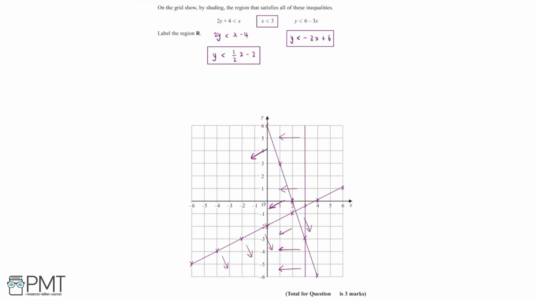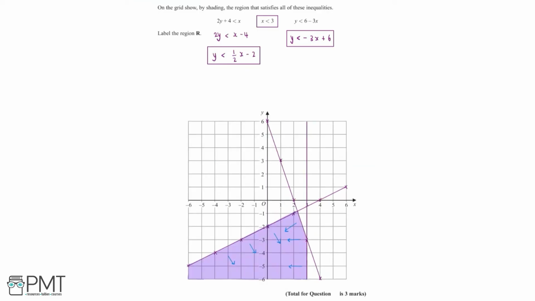You can see that we have the arrows from the line y is less than half x minus 2. We then have the arrows from the line x is less than 3. And then we have the arrows from the line y is less than minus 3x plus 6. And so we can see that this region over here is our shaded region. And so you can now see that we've firstly made our diagram a lot neater, and of course we've shaded the region which satisfies all of the inequalities above.